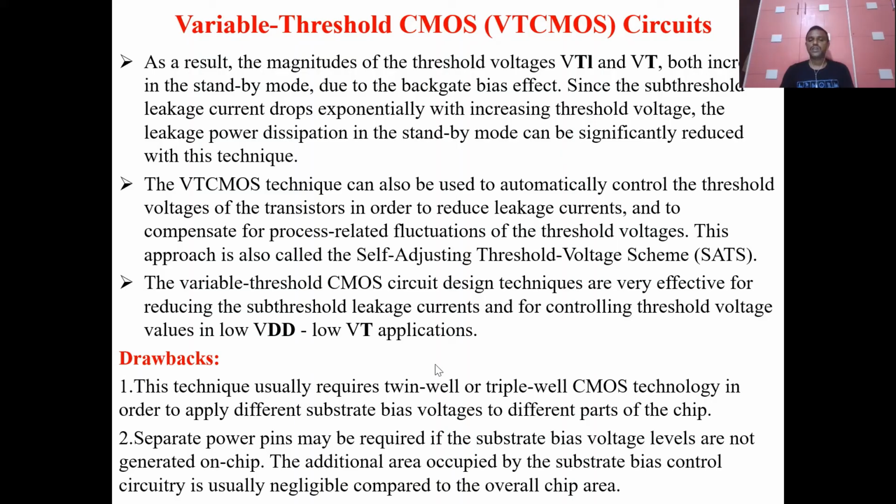But to supply this, we will require more technology, that is twin well or triple well CMOS technology. That is one disadvantage, right? Separate power pins may be required if the substrate bias voltage levels are not generated on chip. If we are not generating the substrate bias voltages, we are not presenting that circuitry on the chip, so we have to connect it from an external bias, and it will increase the area on the chip, due to the substrate bias control circuitry. So these two are the drawbacks we have for variable threshold CMOS technology.